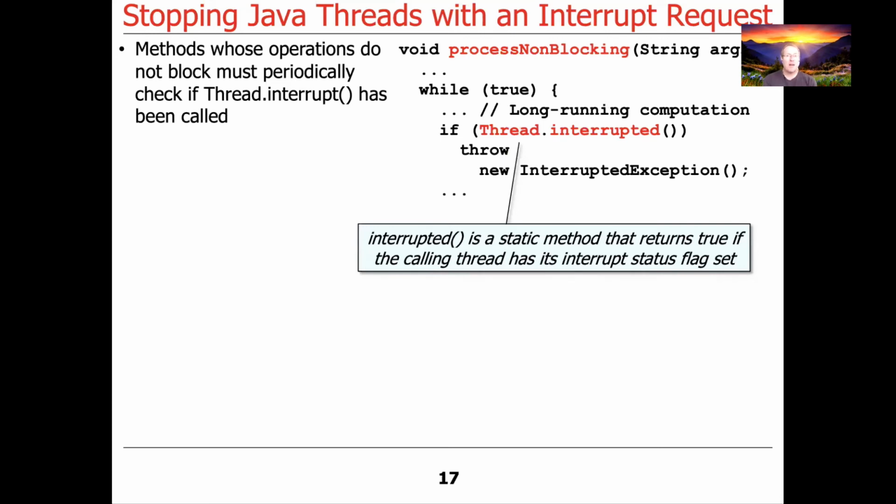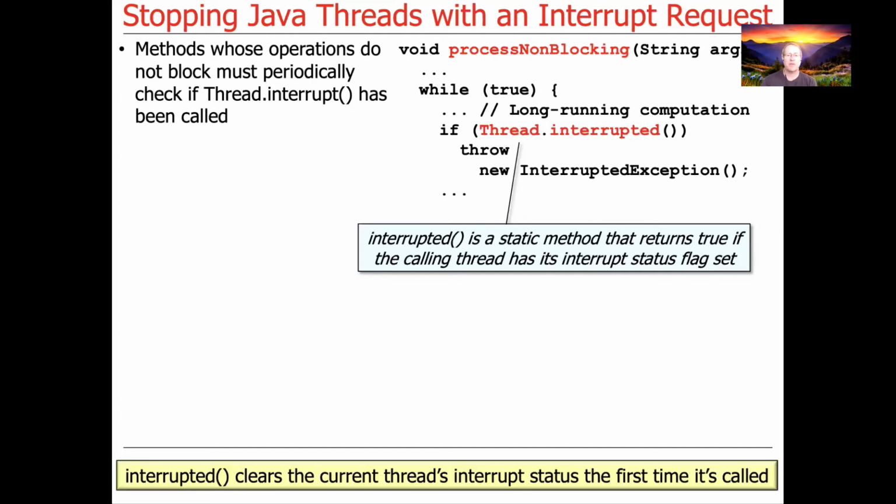Here's the process non-blocking call. Now, this one's the one that's going to be doing compute-bound operations. These are non-blocking calls. So they don't sleep, they don't wait, they don't join. Instead, they compute. And therefore, the way we check to see if the interrupt status flag has been set is we actually make a call to the Thread.interrupted method. And this method is a static method that returns true if the calling thread has its interrupt status flag set. So if the thread has been interrupted, then we're going to throw the interrupted exception.